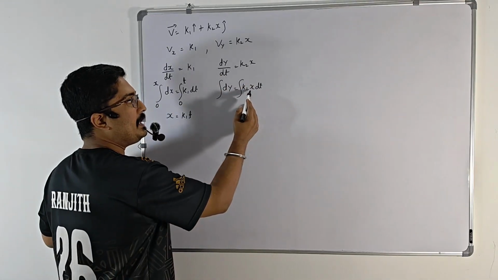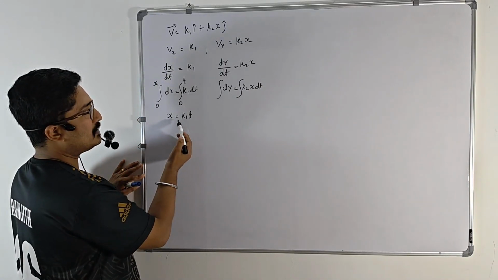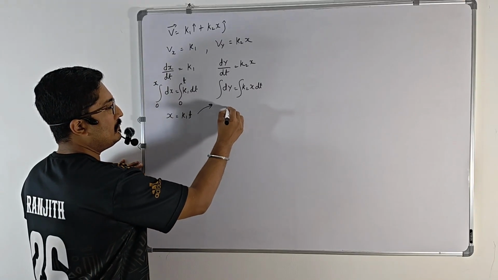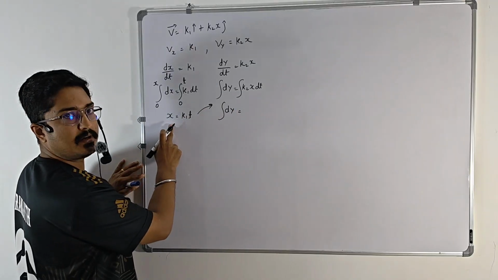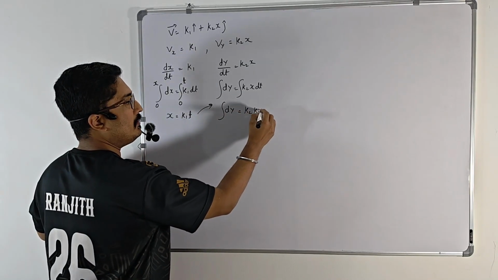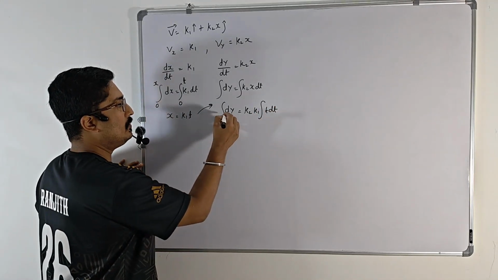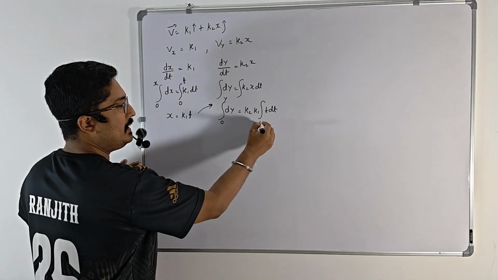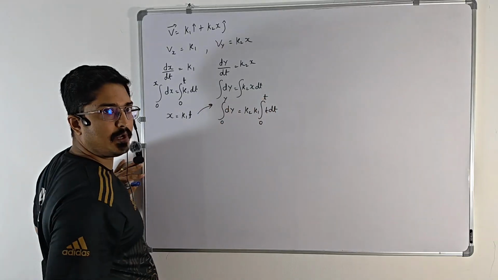But the problem is I cannot integrate x with respect to time. So I'll have to change this x. For that I can substitute from this equation. Now the integration of dy equals k2 times x, which can be written as k1t. So now I have k2 k1 integration t dt, right? The limits would be 0 to y, starting from the origin to some position y, and at time t equal to 0 I started my motion, and at time t equals t it has reached y.